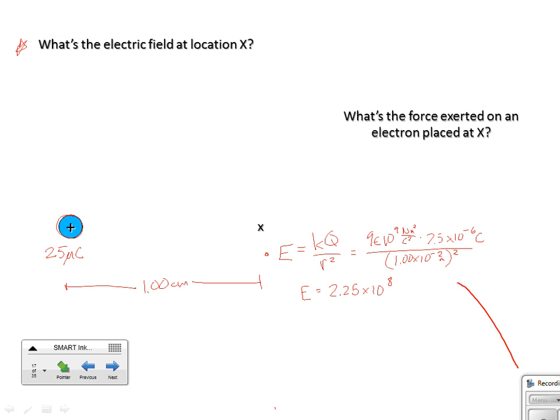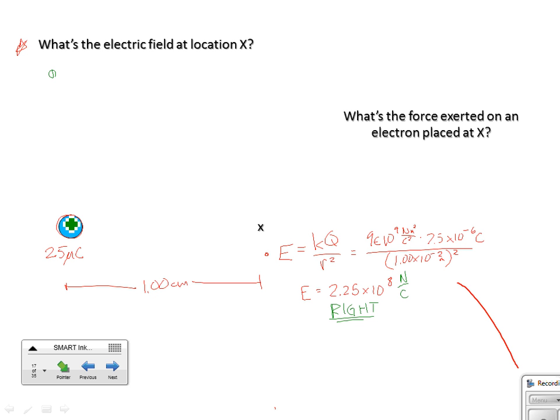Okay? So 2.25 times 10 to the 8th newtons per coulomb. Now, that's the electric field strength. I would say, well, the field, because that's a positive charge, is to the right. Yes? I wish I had done all that work up here.